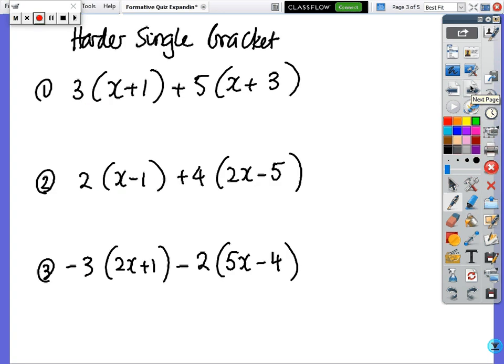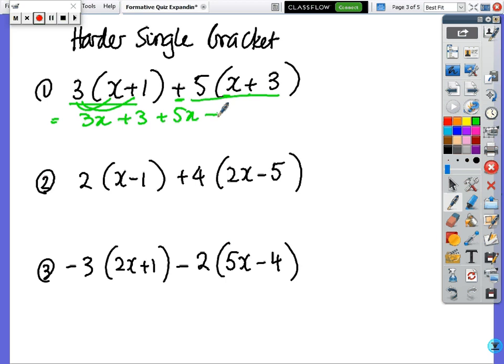Okay, now we're up to single brackets, but they're a little bit harder because we've got 2 lots of them. So you need to expand that, and then simplify at the end for like terms. So have a go, and when you're ready, come back. Okay, you're back. 3 times x is 3x. 3 times 1 is 3. Plus 5 times plus x is plus 5x.